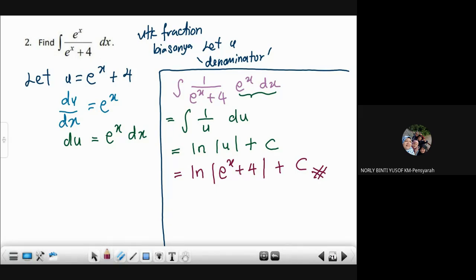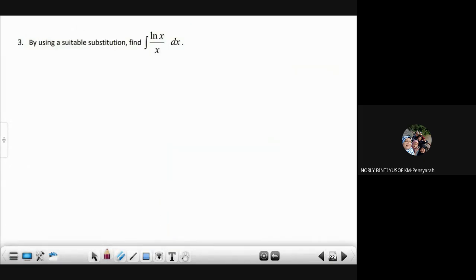Okay, kita ambil satu example lagi lah. Stop sampai page 6, nanti yang seterusnya boleh sambung esok. Okay, so sama juga untuk nombor 3. By using suitable substitution, sama substitution juga. Find the integration for ln x over x dx.